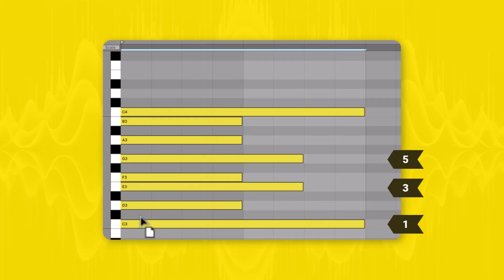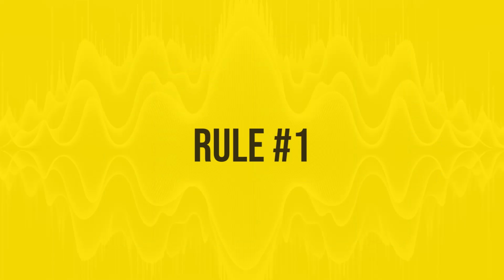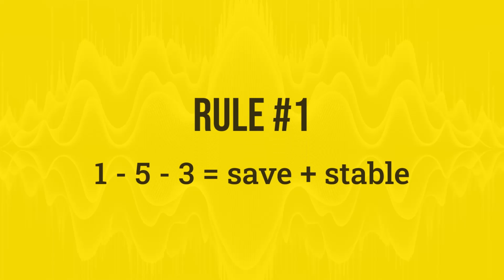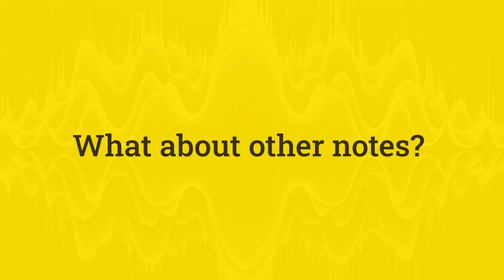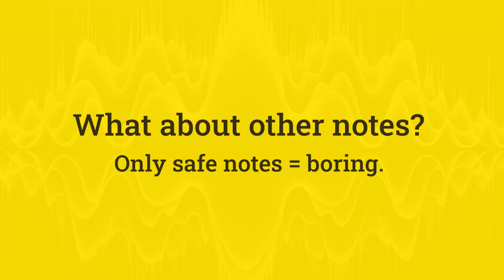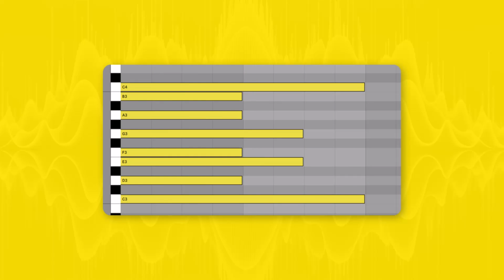And when we move that to F major, it's still 1, 5, 3, which will be F, C and A in this case. So whatever you do, always remember 1, 5, 3 and you know which notes are very safe and stable on that scale. But what about the other notes? If you play only on the safe notes, your melody will sound boring quite fast. You want to play other scale notes as well.